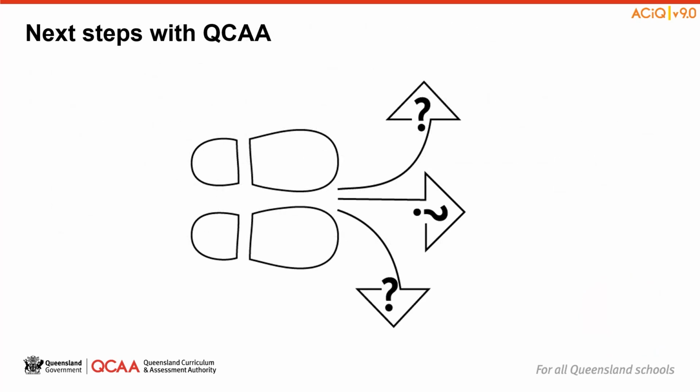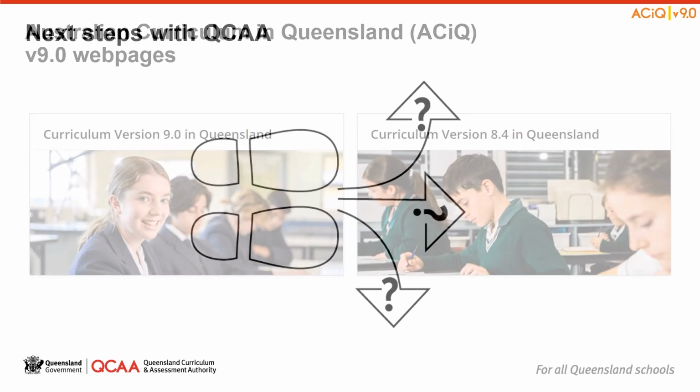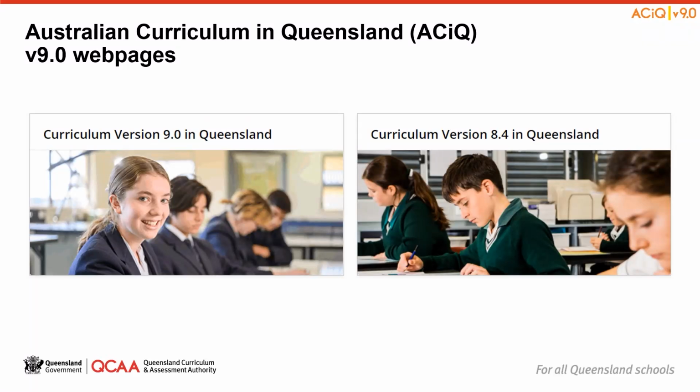Now that you have considered some next steps in your context, let's consider how the QCAA can continue to support you. We'll outline some of the resources and advice available on the QCAA website that demonstrate how we can help you as you plan for the Australian Curriculum version 9. The familiarisation and planning resources that have been used throughout this series of sessions are available on the QCAA website.